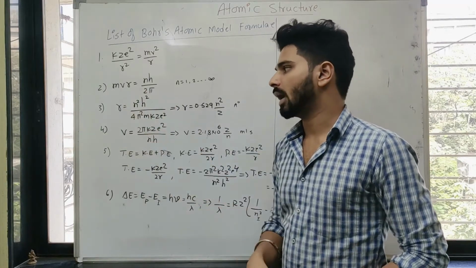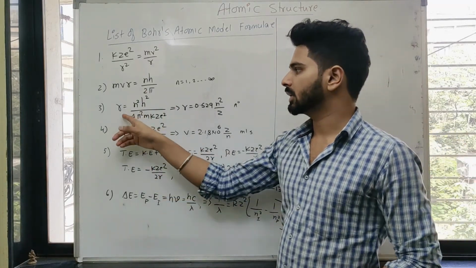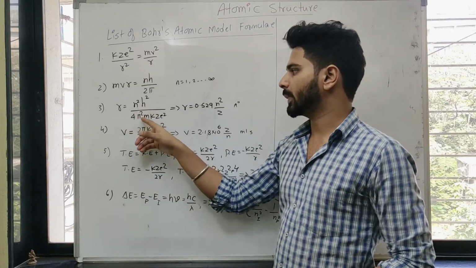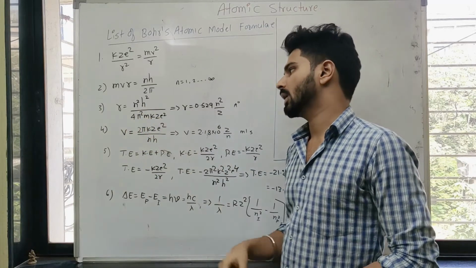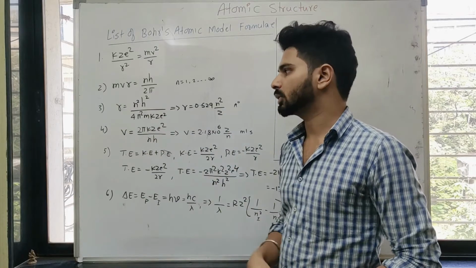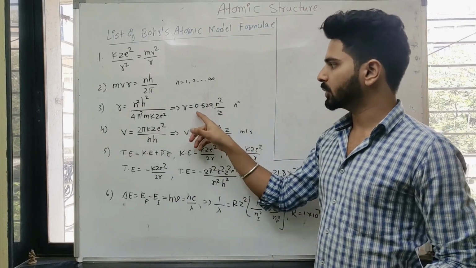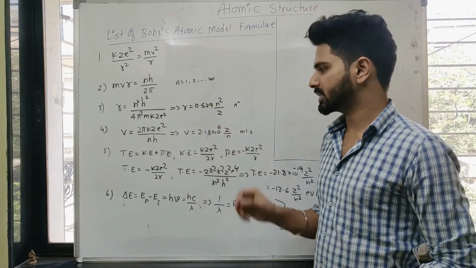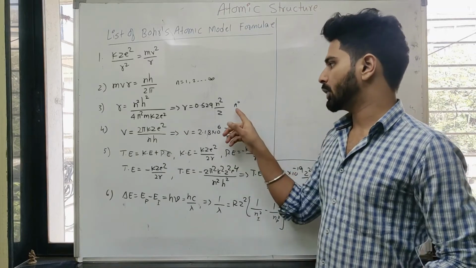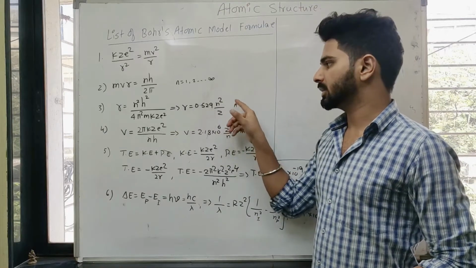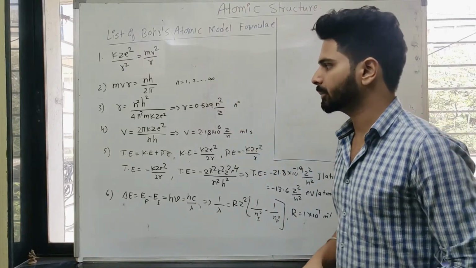Radius of atom can be measured. Radius equal to n²h² upon 4π²mkZe², where if you put the values of all the constants, you will get r equal to 0.529 n² upon Z angstrom. If you want to have this in meters, simply multiply 10 raised to minus 10.